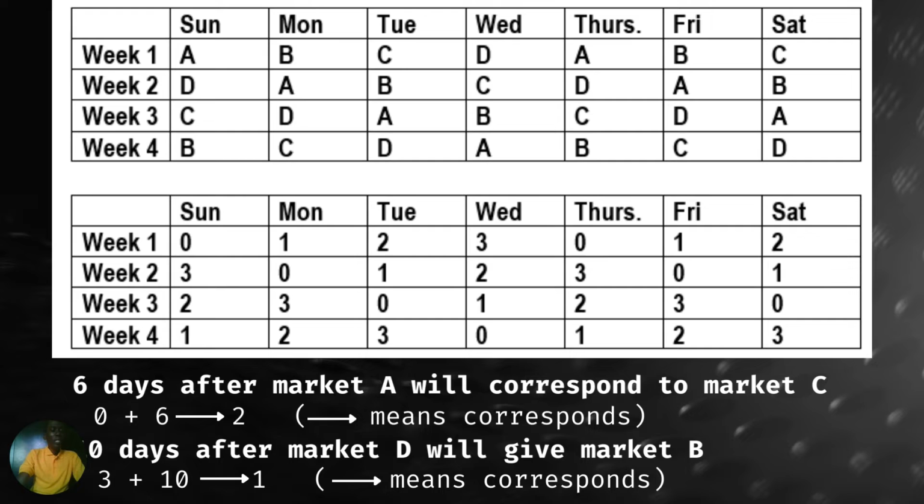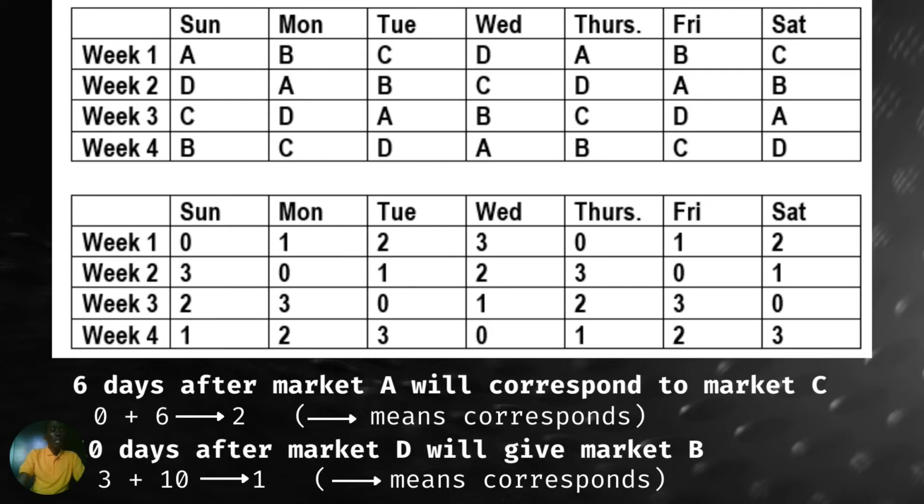Let's consider 10 days after market D. 10 days after market D will give us market B. 1, 2, 3, 4, 5, 6, 7, 8, 9, 10. Do you notice it? That will give us market B. And the code for market B is 1. So if we look at 10 days after market D, it will give us B, which is 3 plus 10. That will correspond to 1.